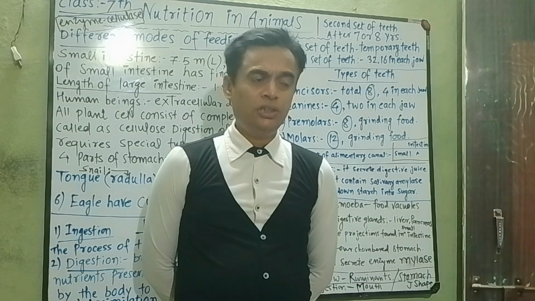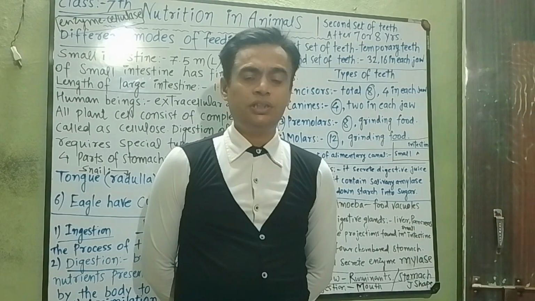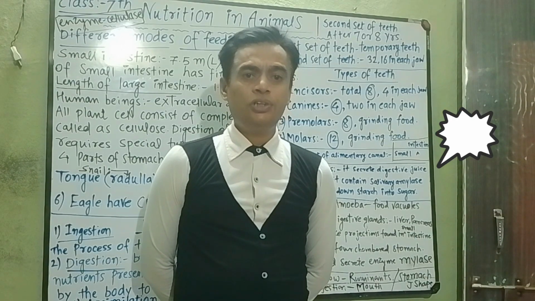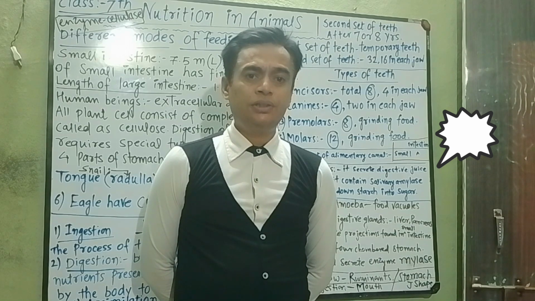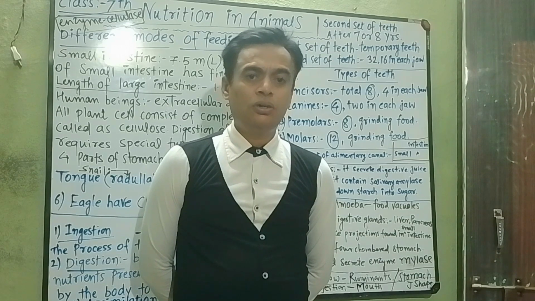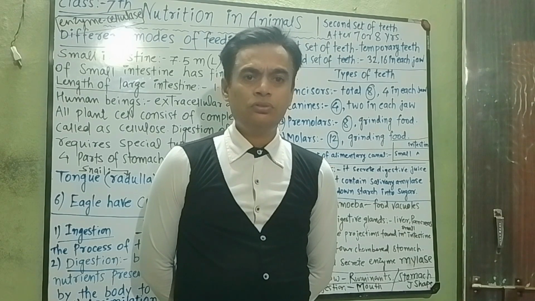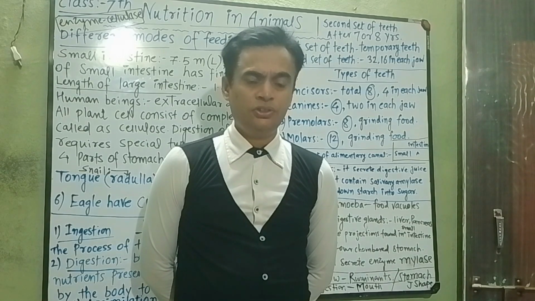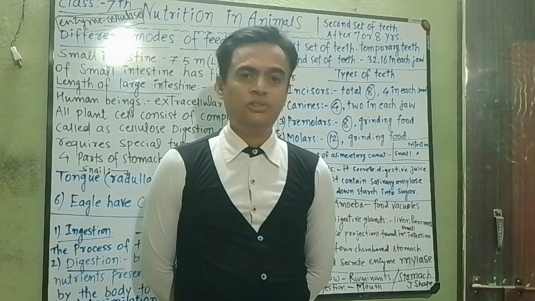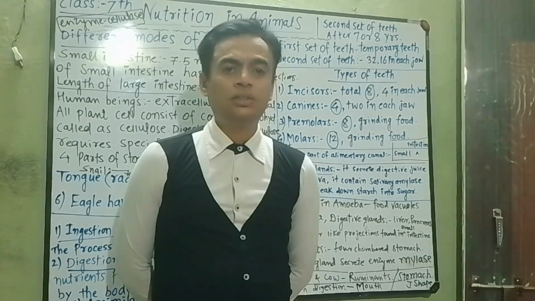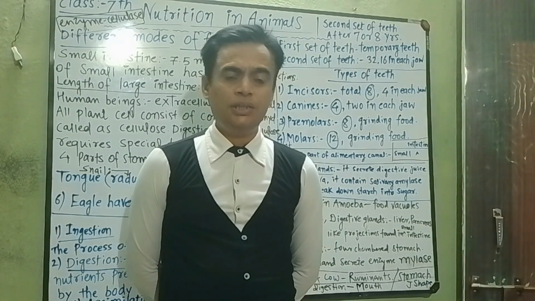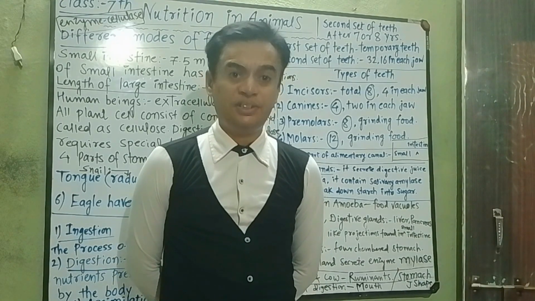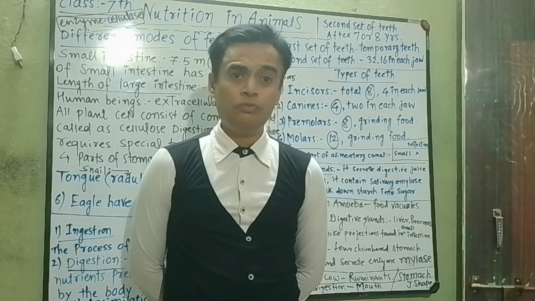Now initially we will see how the nutrition takes place inside the amoeba. Amoeba is a unicellular organism. All the functions of the body are performed by a single cell. Inside the amoeba there is a presence of specialized pseudopodia. Pseudo means false and podia means legs. Pseudopodia means in amoeba there is a presence of false legs. With the help of false legs, amoeba captures its food.